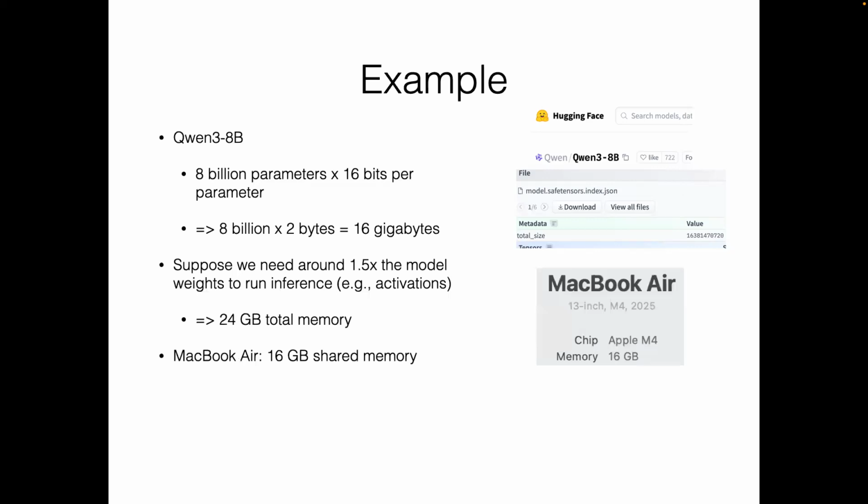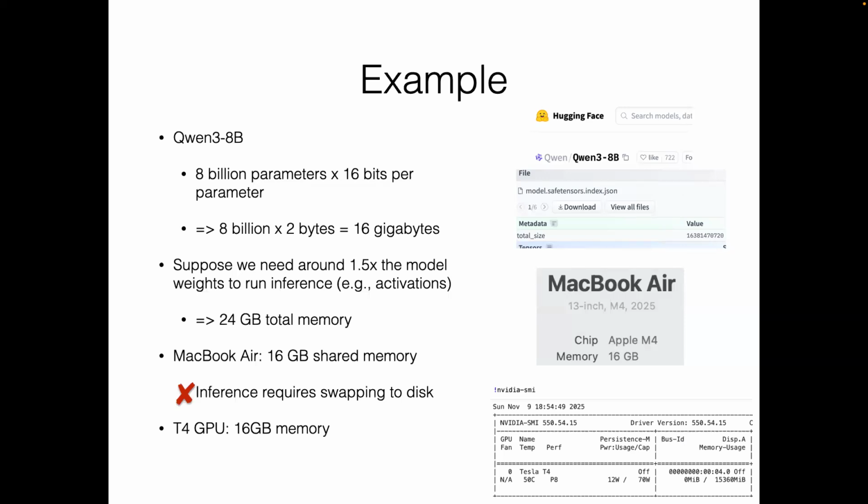Now, this is a MacBook Air, I think a cheaper one, and it has 16 gigabytes of memory. So what are the implications here? Essentially, in order to run inference with this model, it's going to have to write to disk and swap out. It's not going to be able to hold everything in memory, and so that's really going to slow things down.